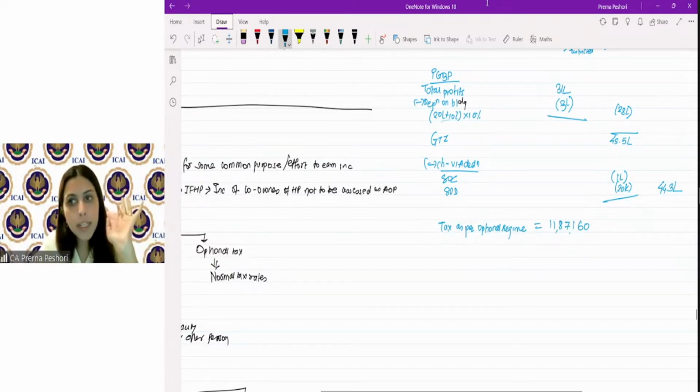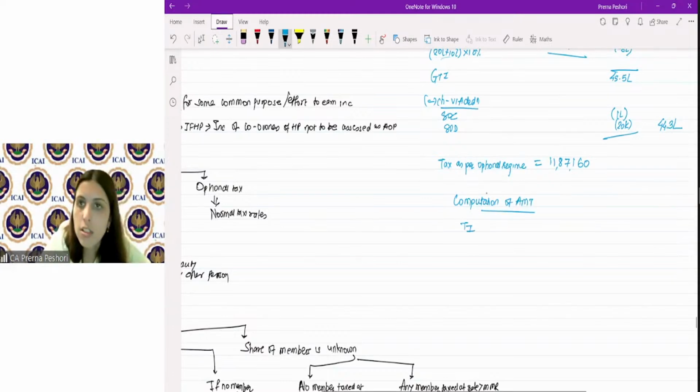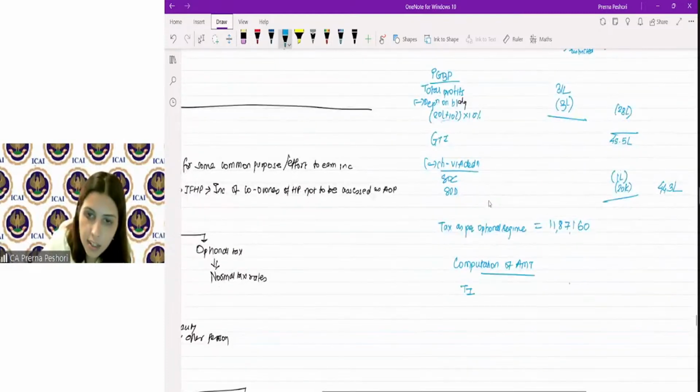Okay. Now, in this particular case, the adjusted total income needs to be computed. Because if you're claiming section 35AD deduction, the MAT will also become applicable to you. Now, under MAT, you have to start with your total income, which is 44,30,000. Right? Now, in that case, computation of AMT. So I have to start with my total income, which is 44.3 lakh.